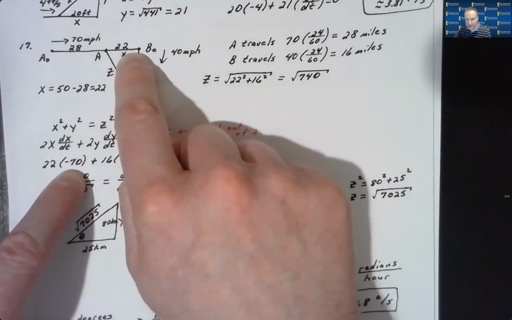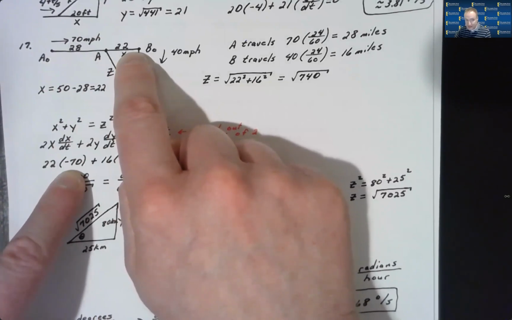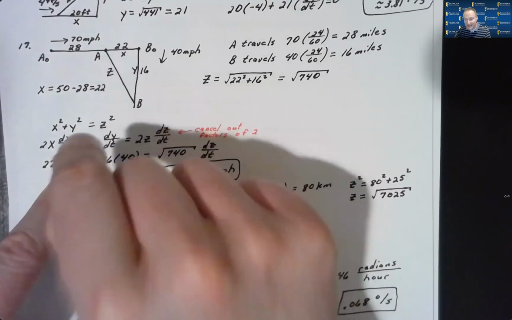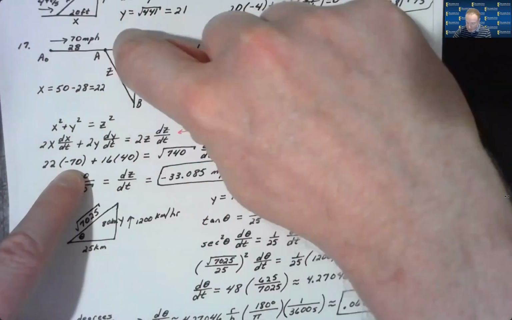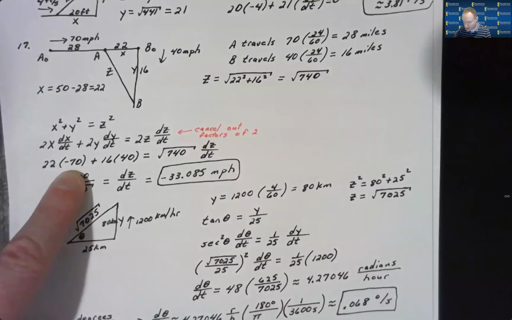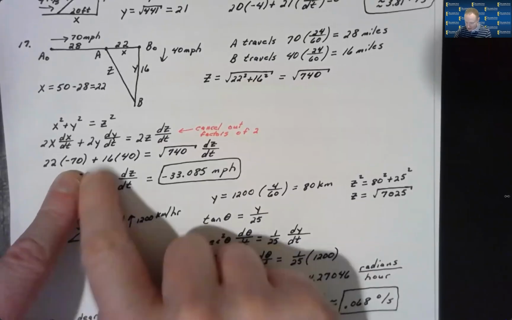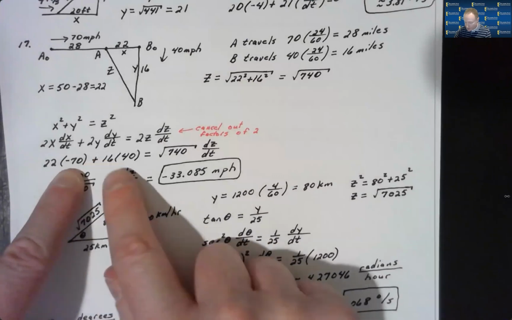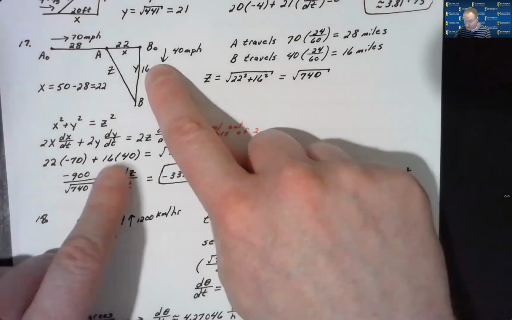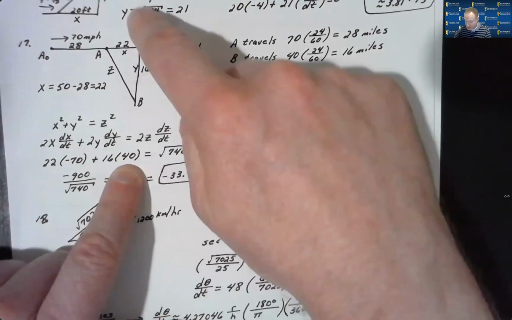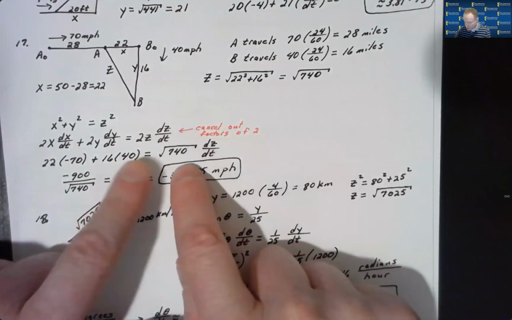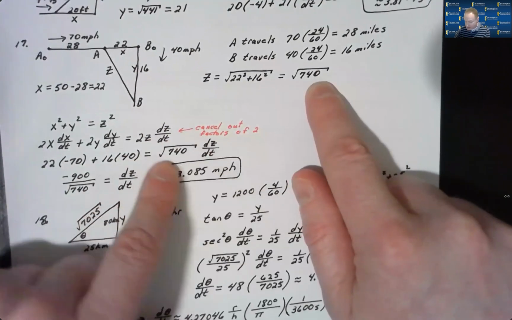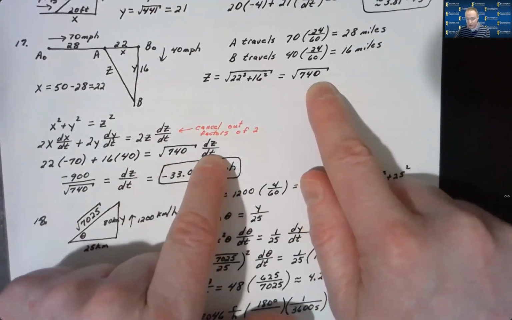It said that A is traveling east at a rate of 70 miles per hour. Well, you can't call dx/dt a positive 70. It has to be a negative 70 because x at the point of interest will be losing distance, not gaining distance. So since x is decreasing, dx/dt has to be negative. So negative 70 there. Plus the length y is 16, and 16 is going to be increasing in distance by 40 miles per hour. So that's a positive 40 there, equals z, the square root of 740, figured that out up here, times dz/dt, which is our goal of the problem.